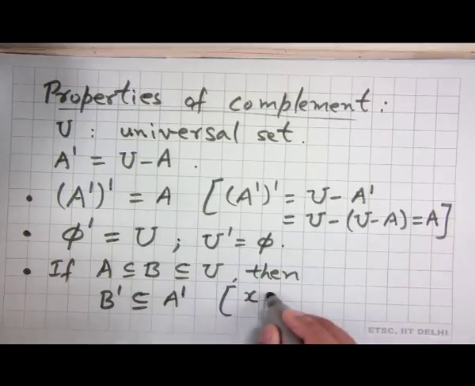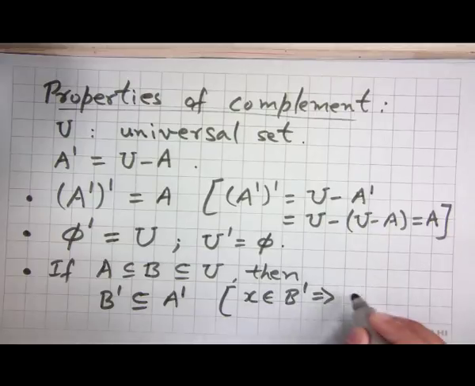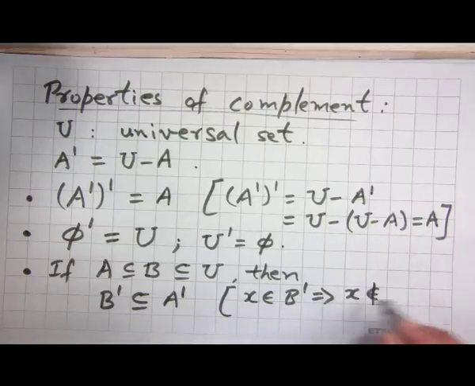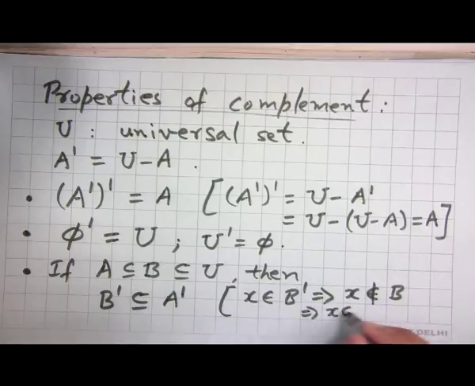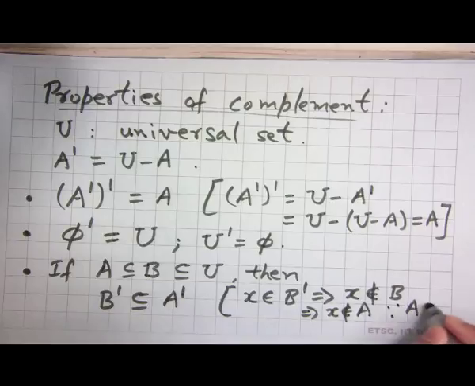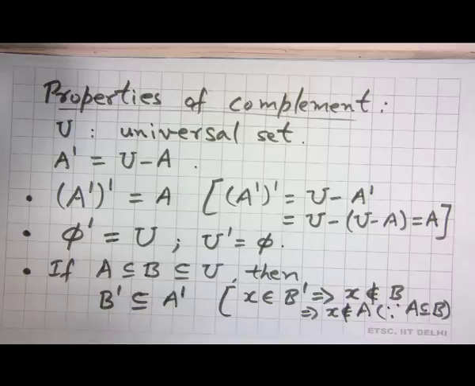So, x belonging to B complement implies x is not in B, which implies x is not in A, since A is a subset of B. If x was in A, then it has to be in B also. This implies that x is in A complement.